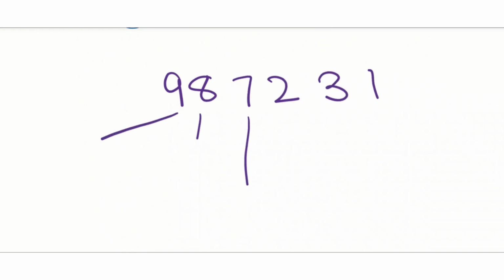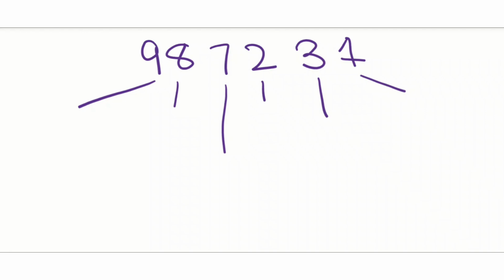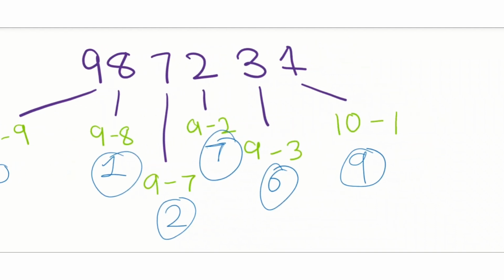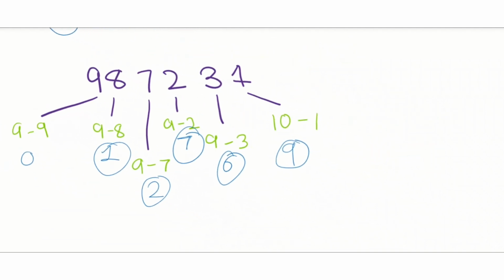987,231. So the last digit, or the ones digit, is 1, so that is going to be subtracted from 10. The rest from 9. Finding the values of these expressions, you get 0, 9 minus 8, that is 1, 2, 7, 9 minus 3, 6, and 10 minus 1, 9. So therefore, you get the final Nikhilam as 12,769.